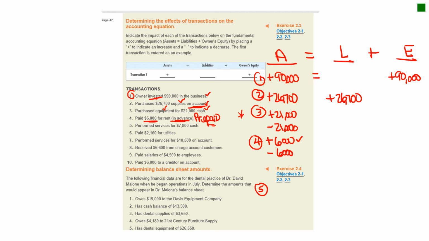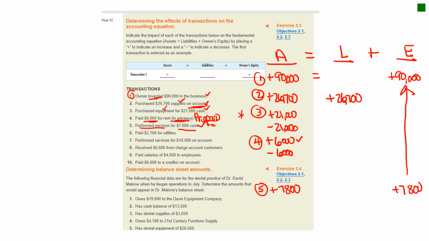Okay. Now I get to number 5. It says you perform services for $7,800 cash. Anytime you see perform services, that's going to be a revenue item. And of course, you have to have at least 2 things affected. So cash is the other item. So we're going to be doing a plus 7,800 on the asset, and revenue is considered an equity item. You put plus 7,800. Again, this is under this equity account, or this equity column on our accounting equation. Okay, so that would be number 5.